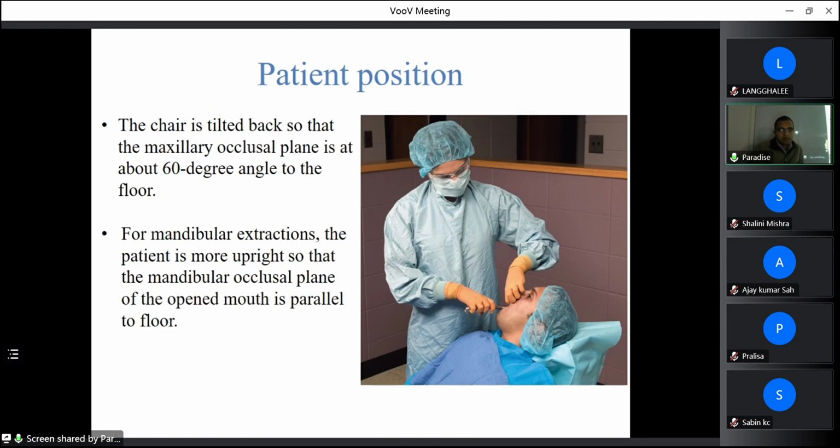Position of the patient: if you are planning for extraction of maxillary teeth, the chair is tilted back so that the maxillary occlusal plane is at about a 60-degree angle to the floor. For mandibular extraction, the patient is more upright so that the mandibular occlusal plane of the open mouth is parallel to the floor. In case of maxillary tooth extraction, the maxillary occlusal plane should make an angle of 60 degrees with the floor. In case of mandibular extraction, the mandibular occlusal plane should make an angle of 0 degrees; it should be parallel to the floor.